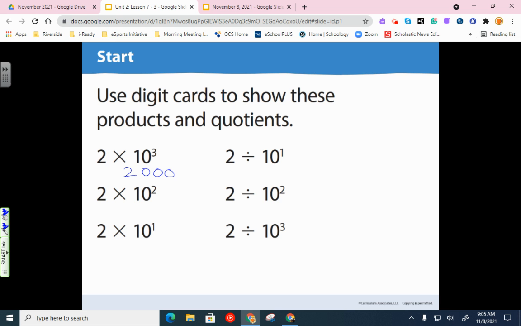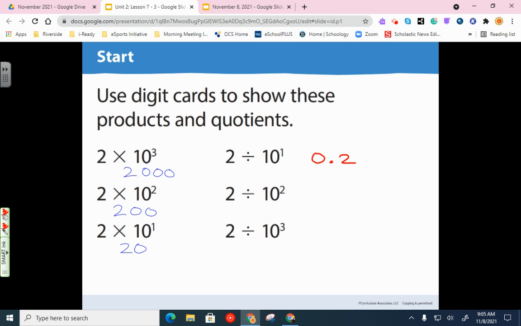For this one, we've got 2 times 10 to the second. That's 2 and 2 zeros. 2 times 10 to the first, and that would give us 20. Now division is the opposite. Division is going to be you take that factor, this 2, and then you're going to actually decrease its value by one place value. So 2 divided by 10 to the first is actually going to become 0.2.